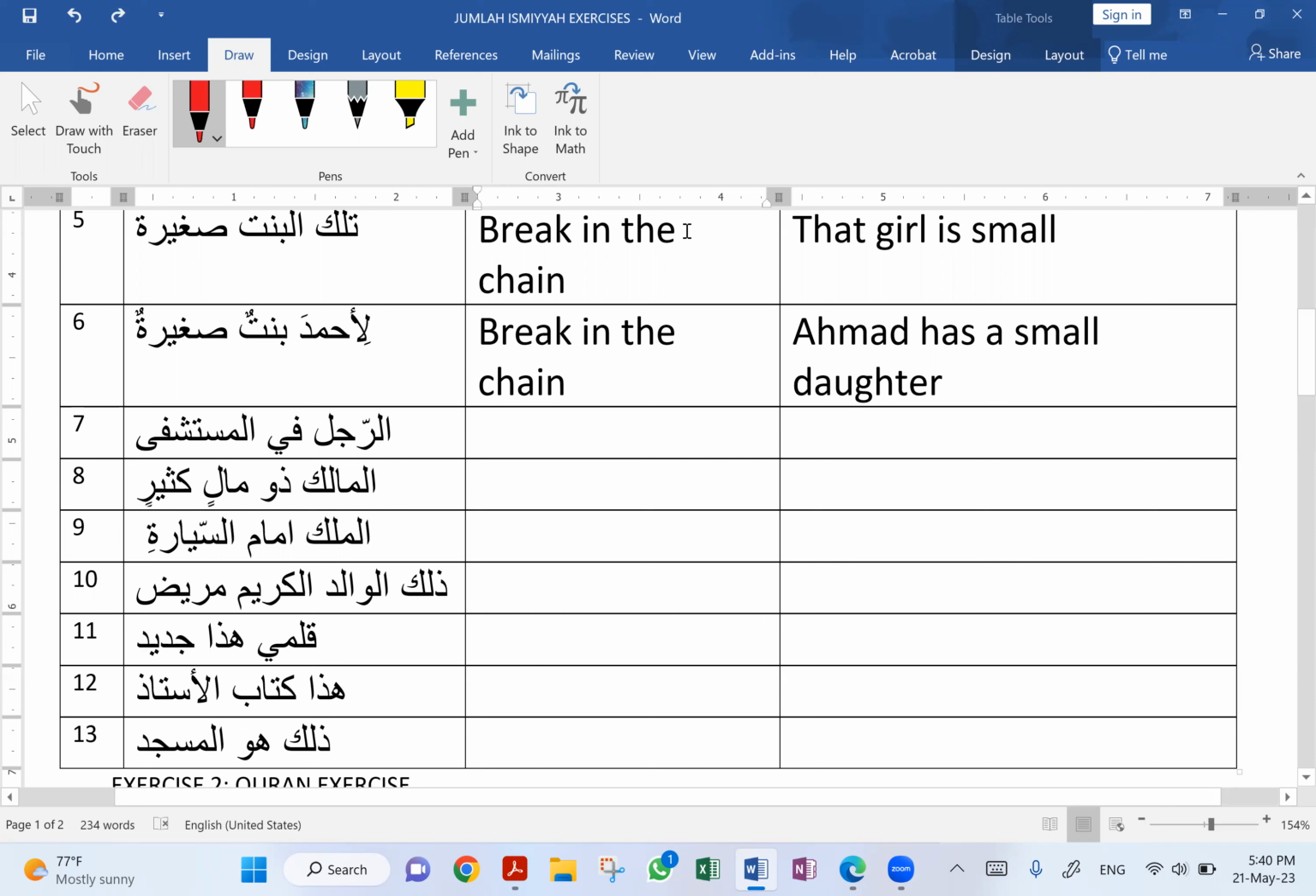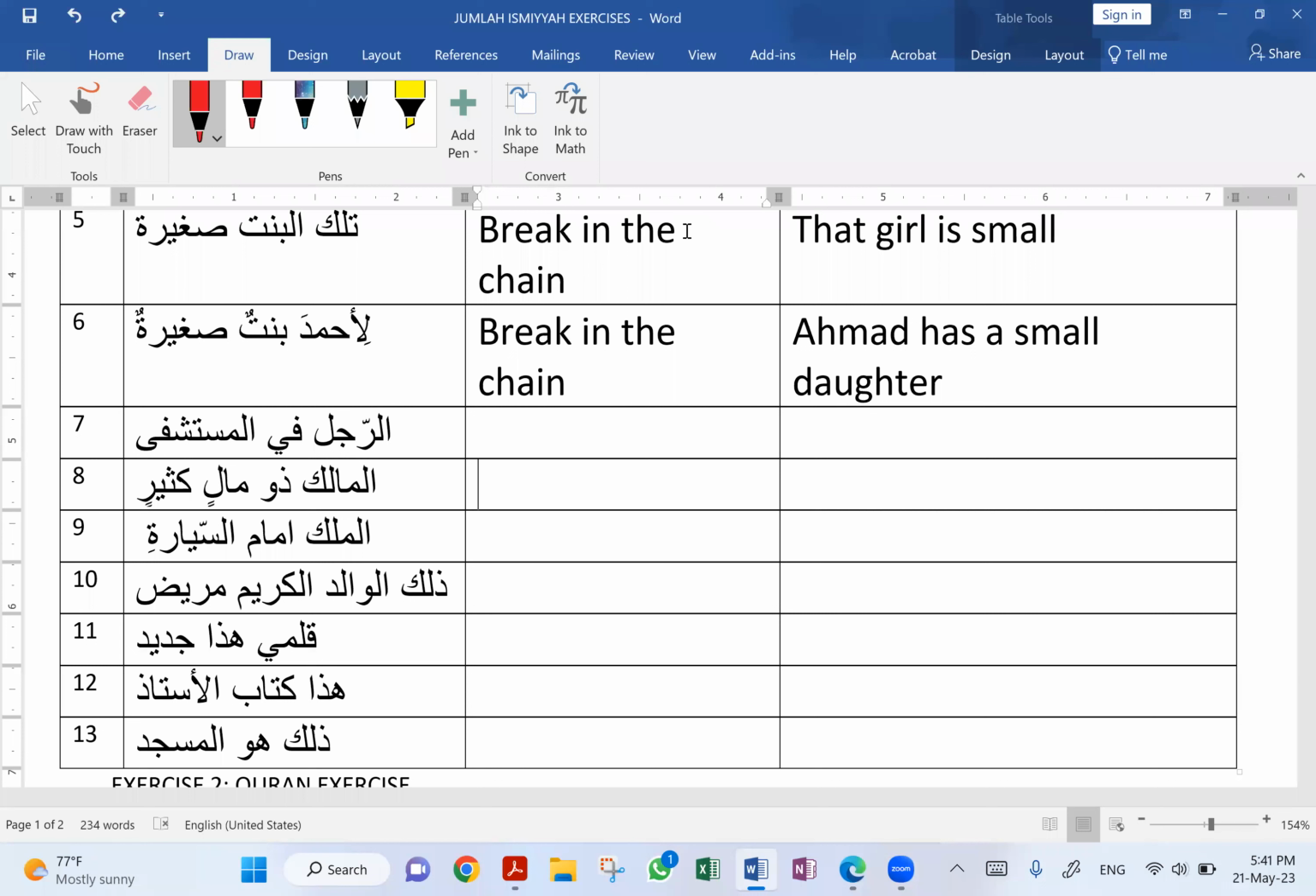Okay, so let's say lakum baytun. Lakum baytun. So for you all is a house. How do we translate it the way Ustad taught us? They have a house. No, lakum is for you all, and baytun is house. So who has a house? All of you. Ah, there we go. You all have a house.